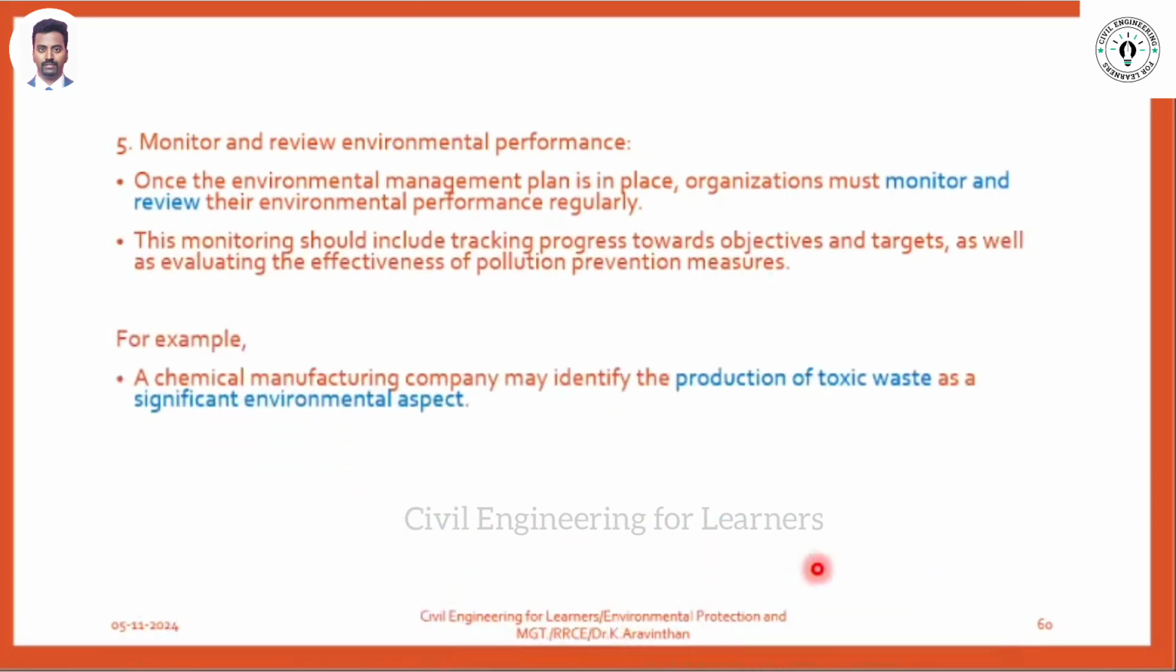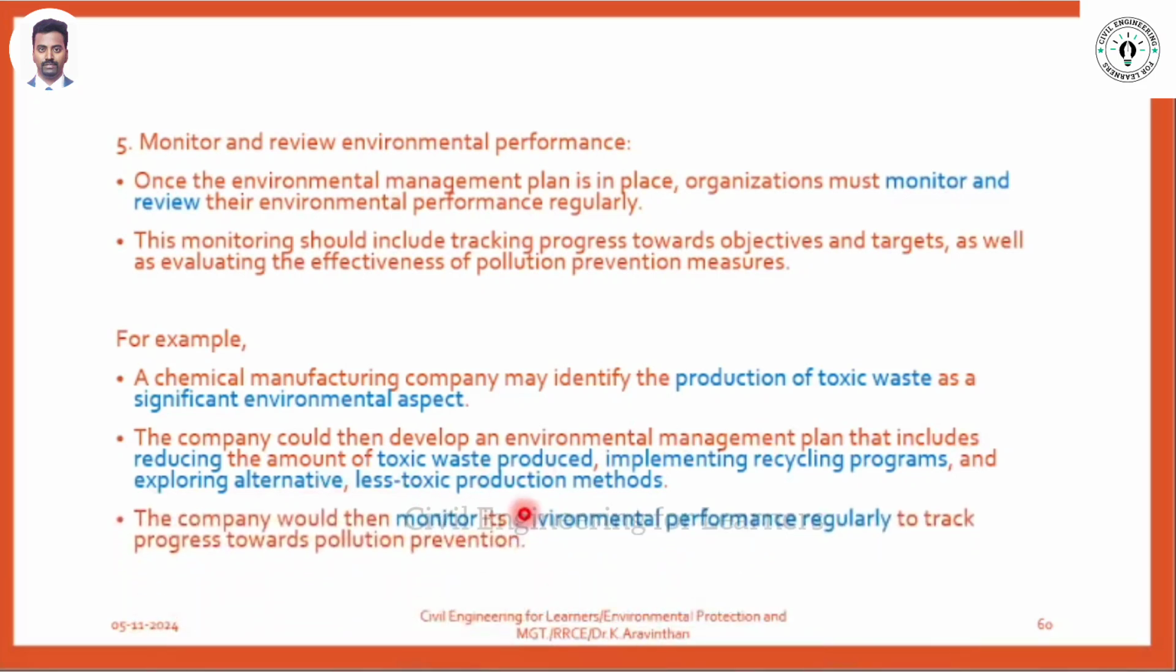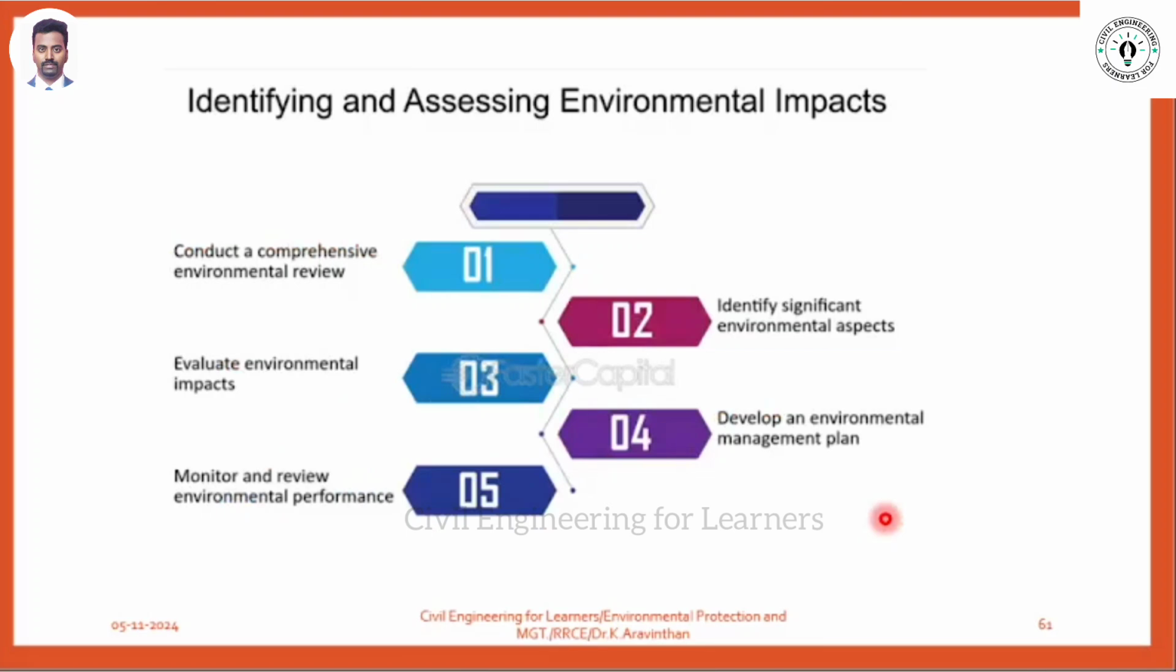A few examples I have given. Production of toxic waste is an aspect. Identifying the toxic waste is an aspect. So for the toxic waste, implement recycling programs. What they can do is, after consuming, they can use it for recycling purposes, or they can use less toxic products and methods. Next thing is, the company could monitor the environment on a regular basis. So this is the process, the 5 processes of identifying environmental impacts.